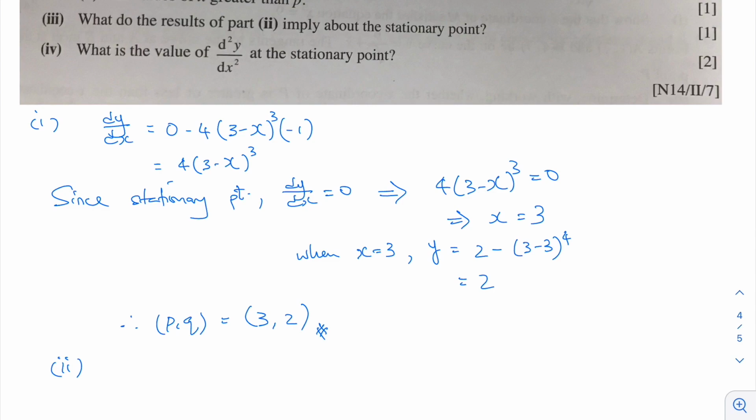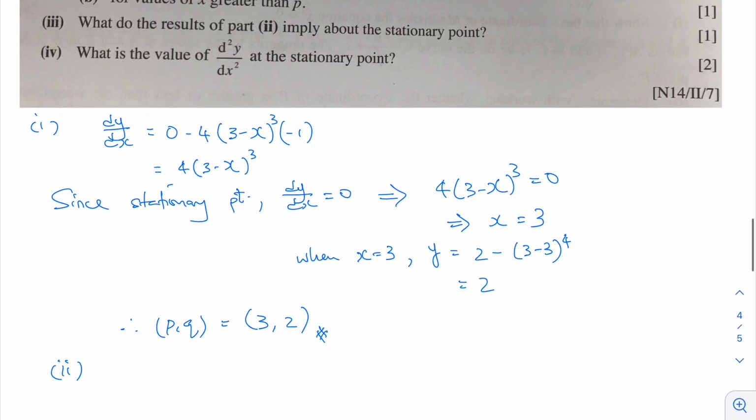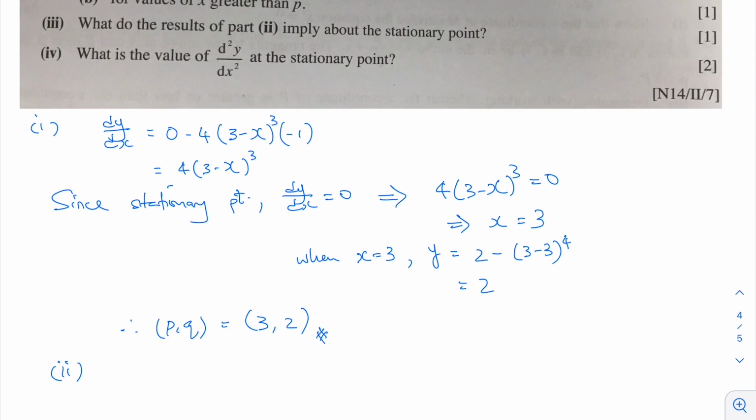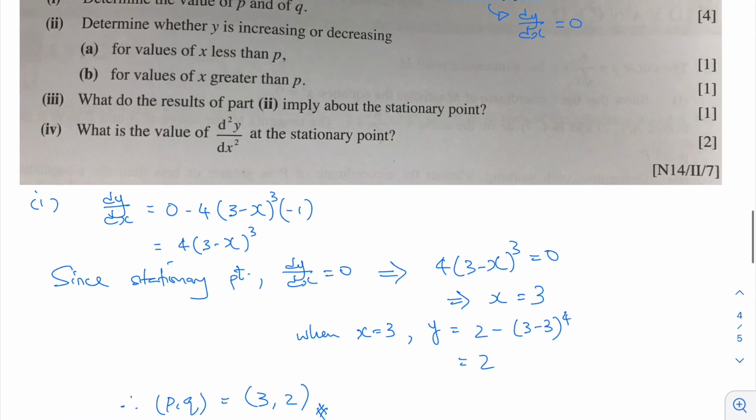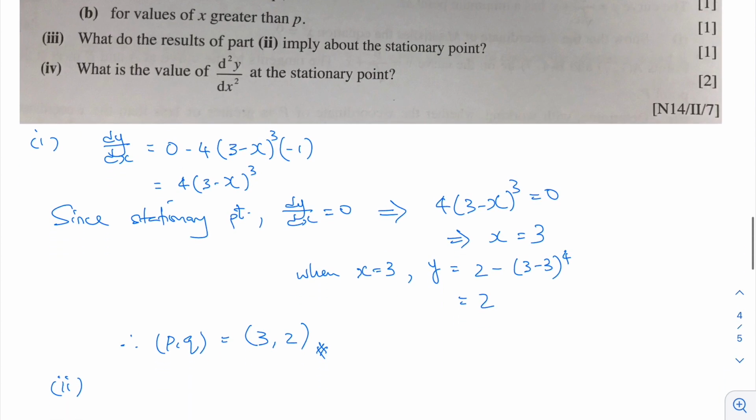Now, next part. Determine whether y is increasing or decreasing for values of x less than p, and for values of x greater than p. So we need to find whether y is increasing or decreasing. That means, is the gradient positive or negative, right? When y is increasing, the gradient is positive. When y is decreasing, the gradient is negative.